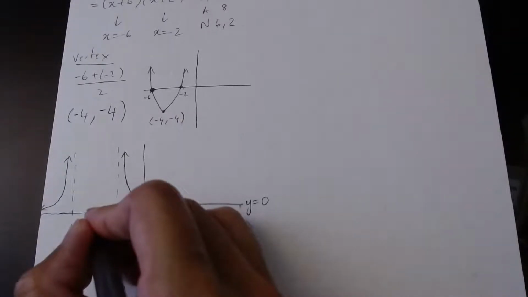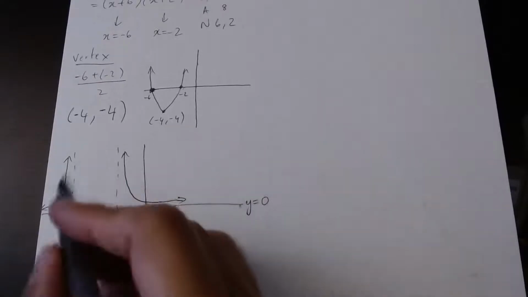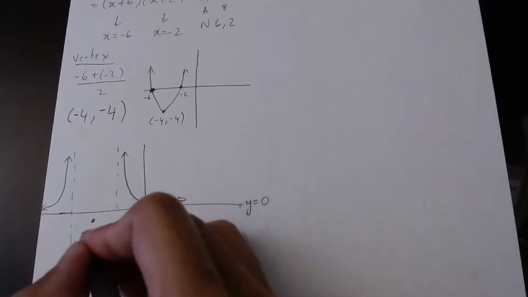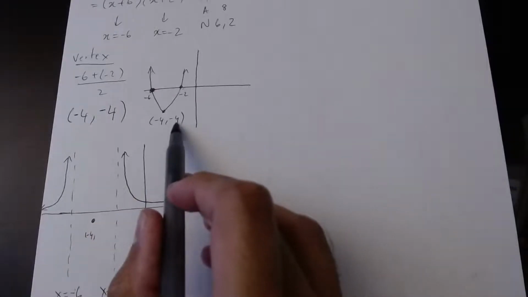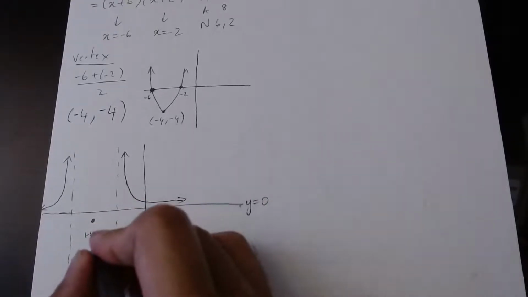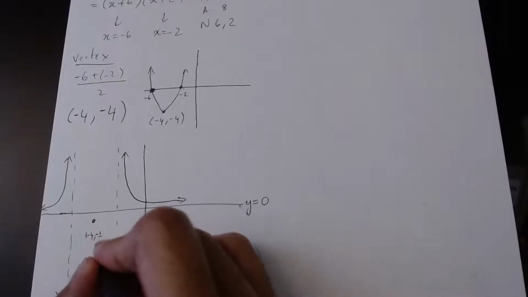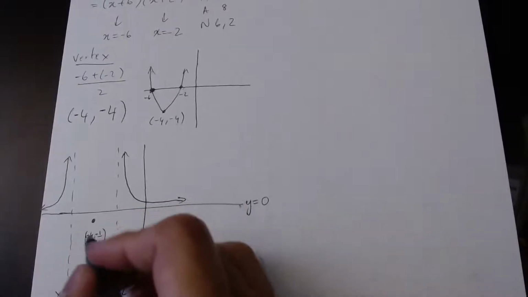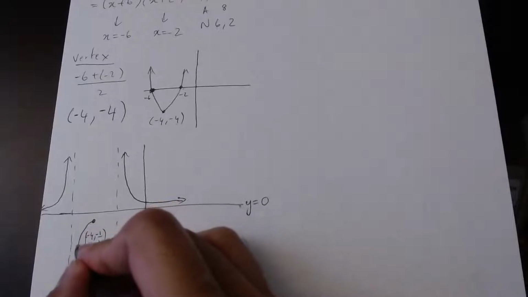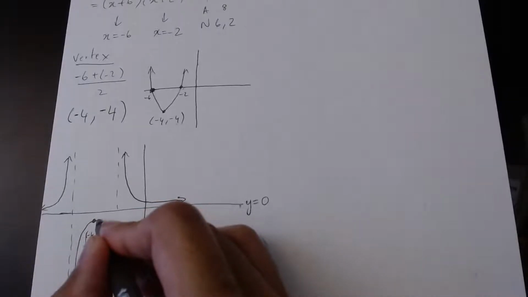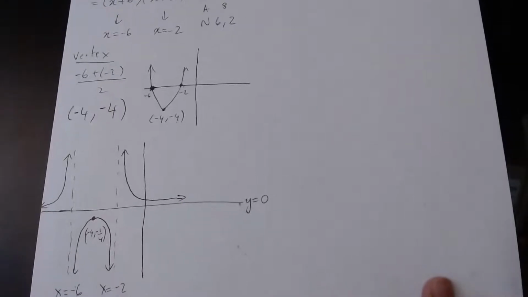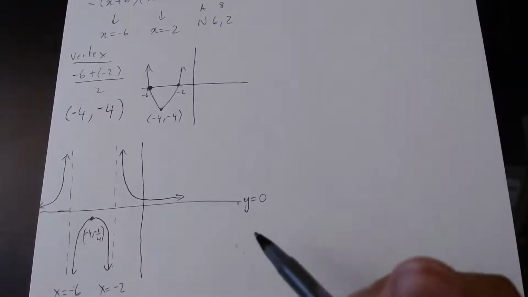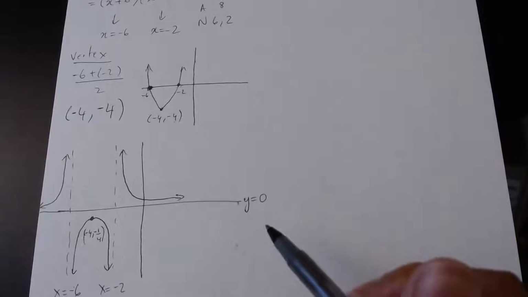But if I want to find the vertex of this function, the x value of my vertex is going to be exactly the same, so -4. But for the y value, I'm going to take the reciprocal. It's going to be -1/4. That point is (-4, -1/4), and then it's just going to look like that. That's how you do the reciprocal for a quadratic function.